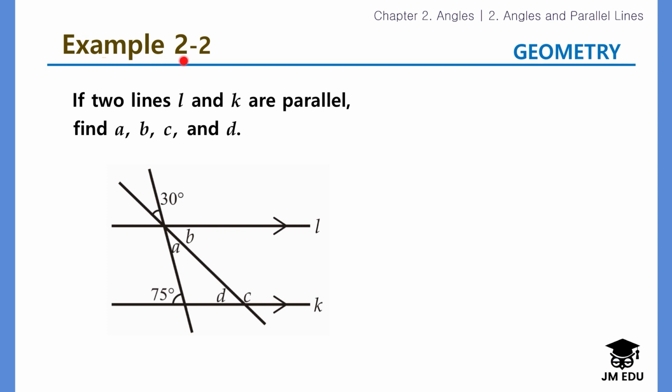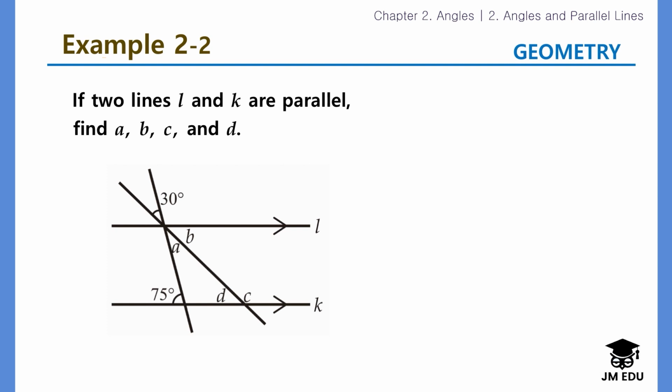Example 2-2. If two lines L and K are parallel, the question is to find A, B, C, and D. So these two lines are parallel. If two lines are parallel, we know that corresponding angles are congruent. Alternate interior angles are congruent. Alternate exterior angles are congruent. Right? So let's get started.